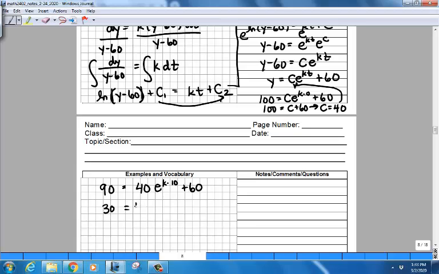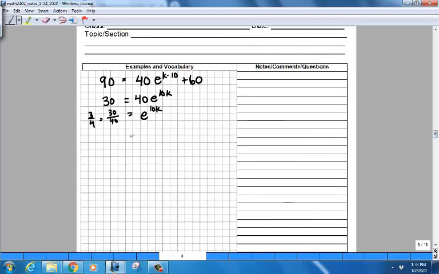But we're pros at solving this equation, right? Subtract 60 from both sides. So you get 30 is equal to 40 times e to the 10k. And then do what? Divide both sides by 40 first. So you get 30 over 40, which I guess is 3/4, is equal to e to the 10k. And now take the natural log of both sides, right? So we get 10k is the natural log of 3/4, which means k there is the natural log of 3/4 divided by 10.